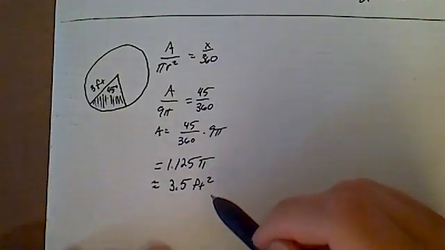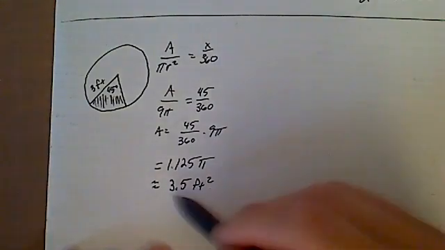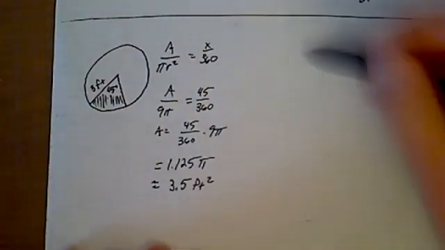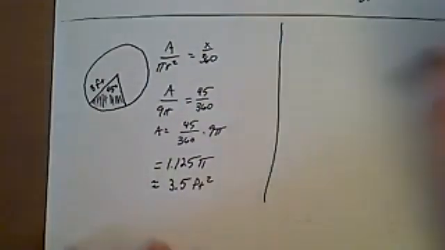If the area of the whole circle is 28 and you get 35 as your answer here, you're wrong, right? It can't be more than the whole area.